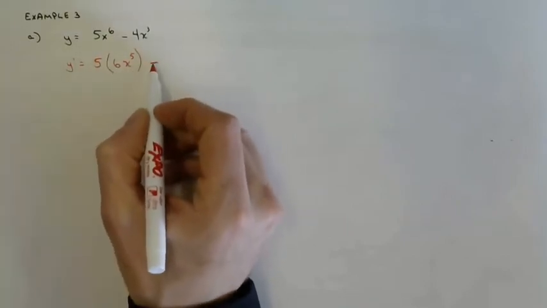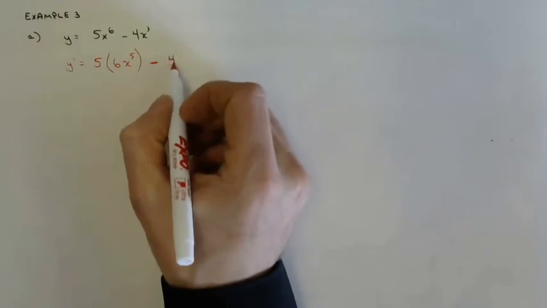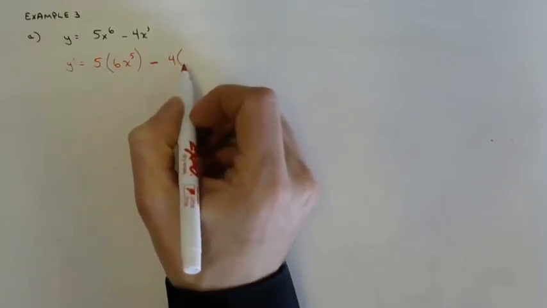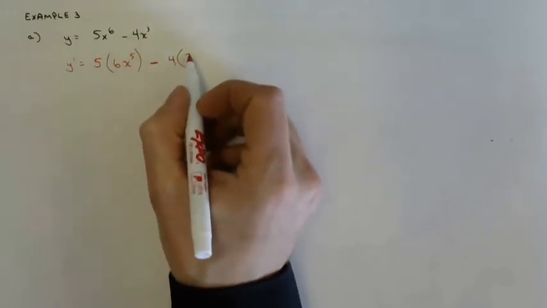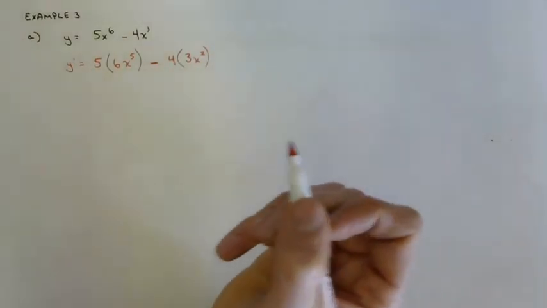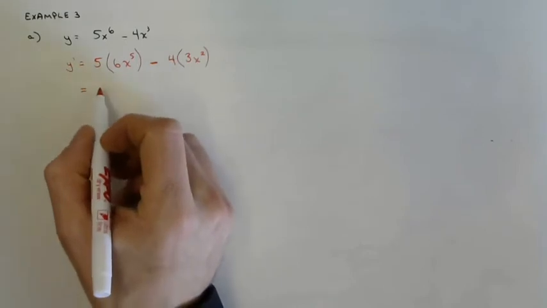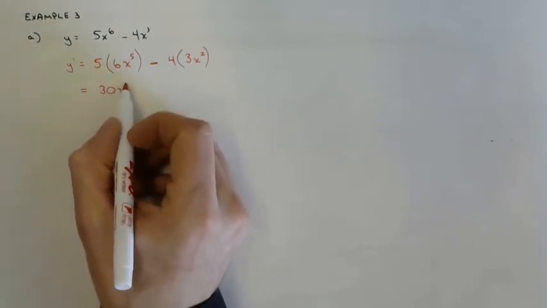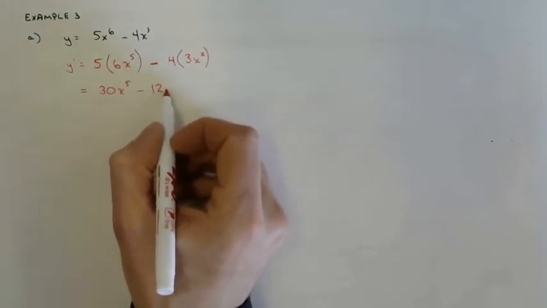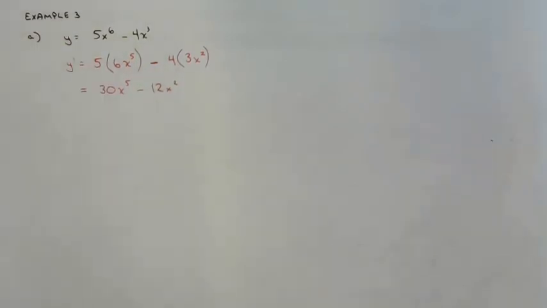I have my negative sign, and then this 4 stays out in front, and I just take the derivative of x to the power of 3, which is 3x squared. And now I simplify. That is 30x to the power of 5 minus 12x squared.